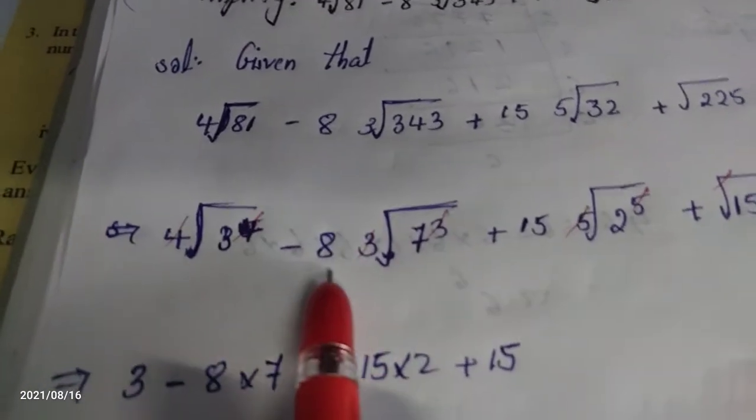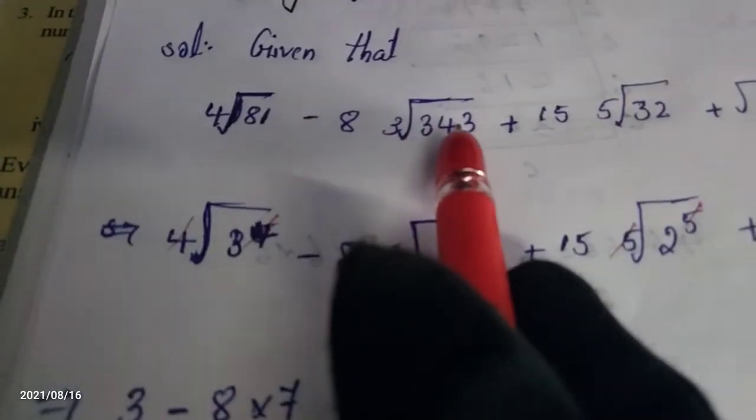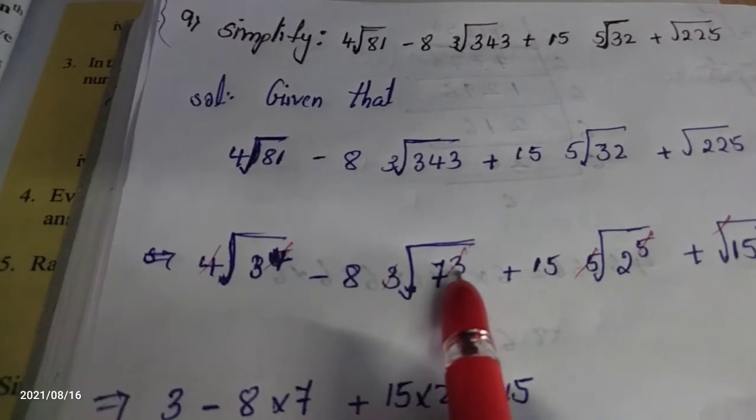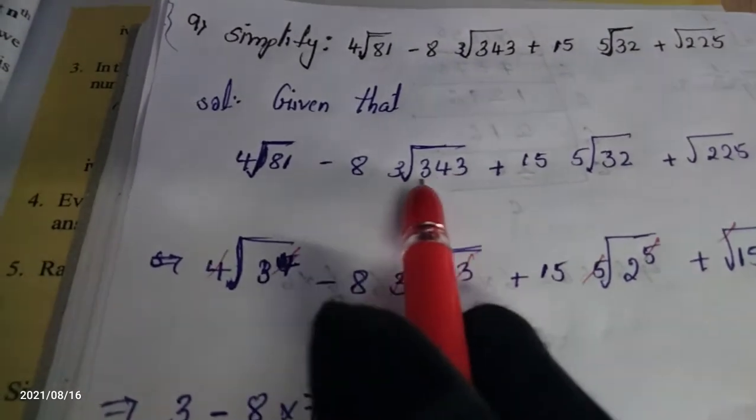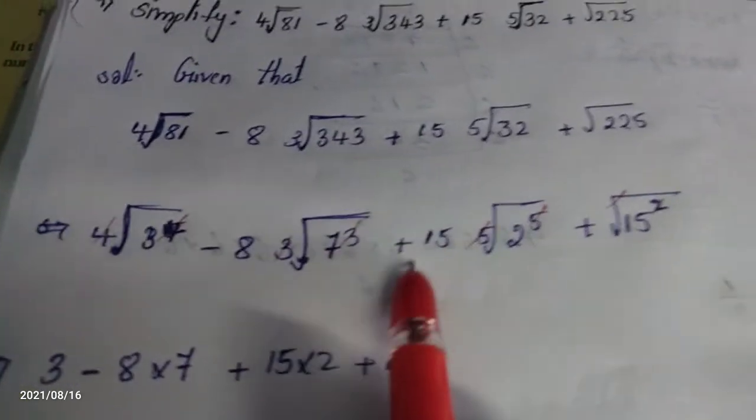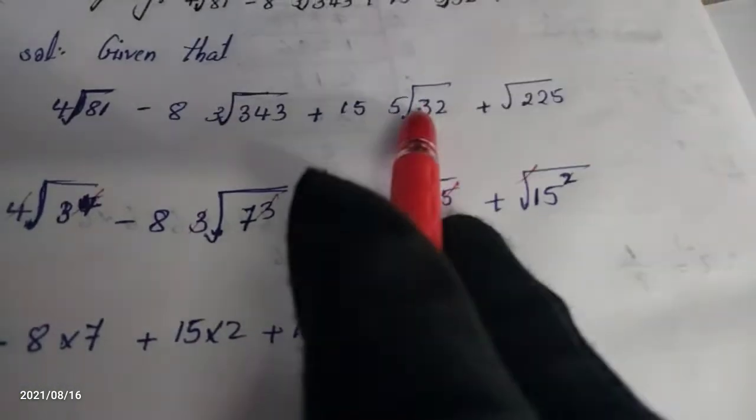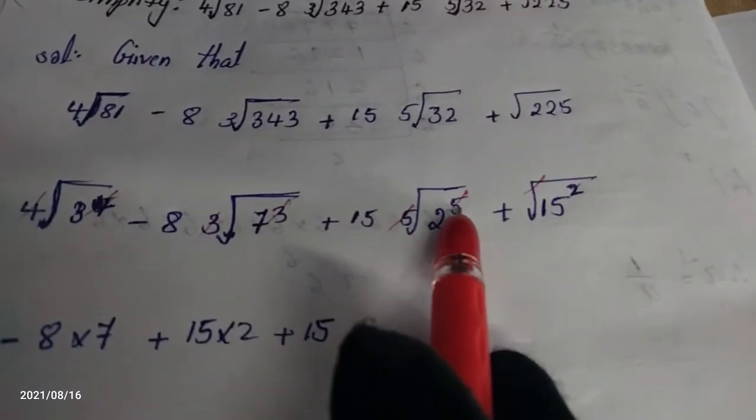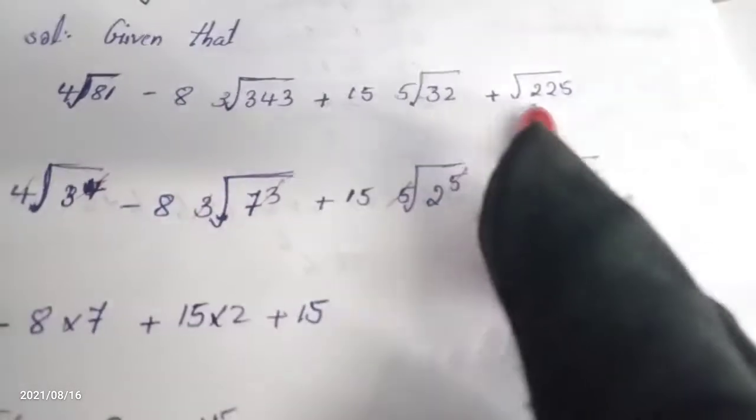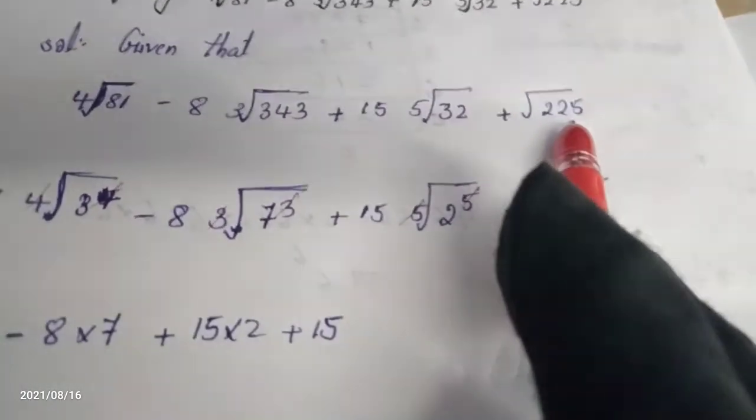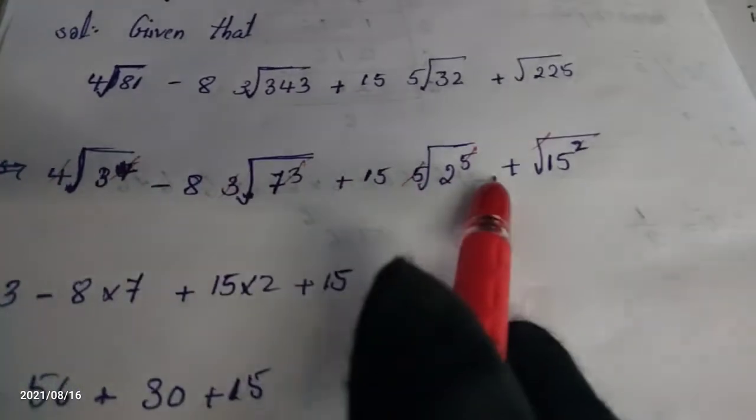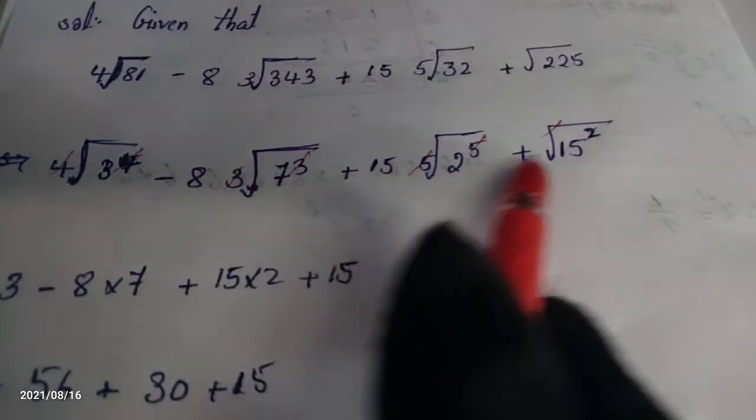Minus 8 is as it is, and 343 can be written as 7 cube. Plus 15 is there, and 32 can be written as 2 to the power of 5. Plus the square root of 225. 225 can be written as 15 square. This we have to remember. We have to remember these numbers.